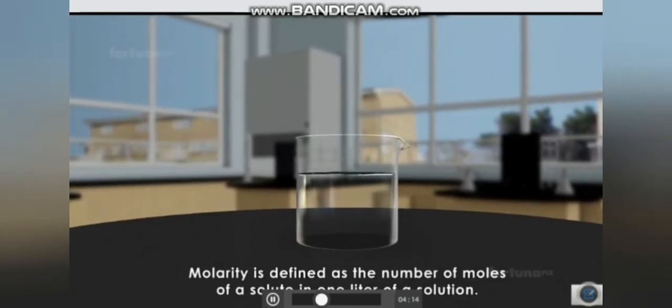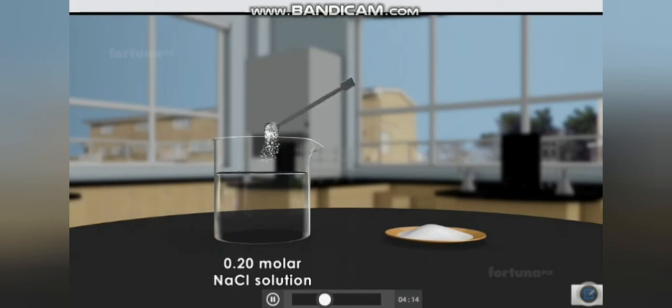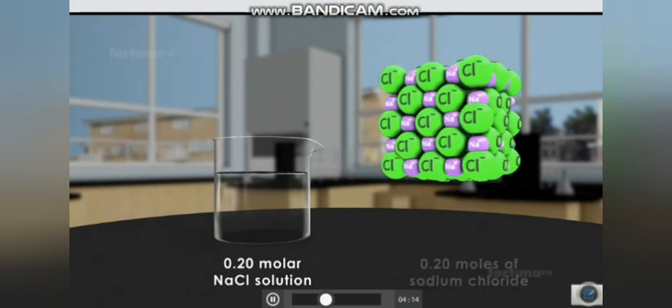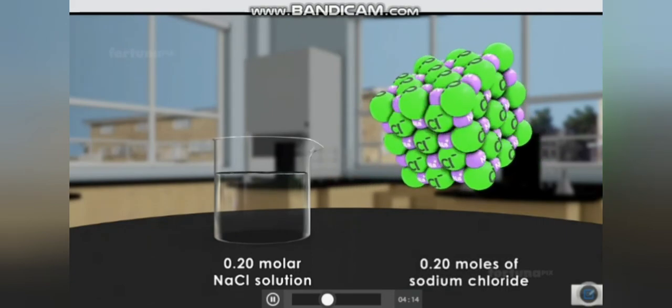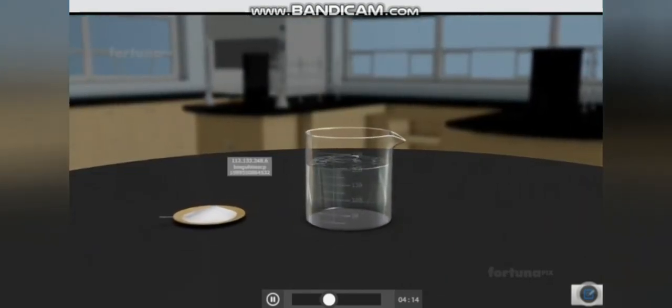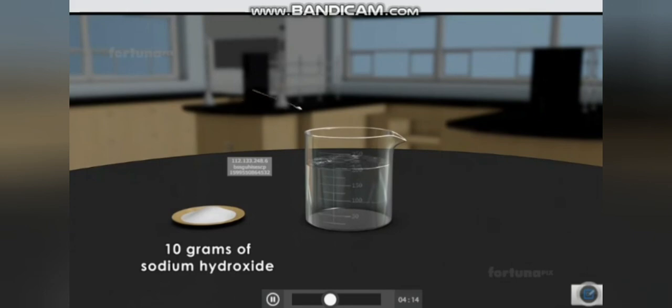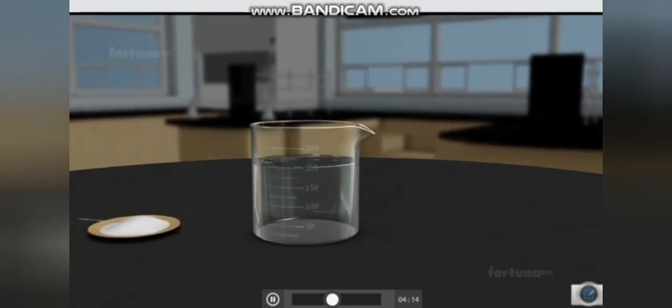Molarity is defined as the number of moles of a solute in 1 liter of a solution. For example, a 0.20 molar NaCl solution will contain 0.20 moles of sodium chloride in every liter of the solution. Consider a solution composed of 10 grams of sodium hydroxide in 200 ml of water. Let's see how to calculate its molarity.